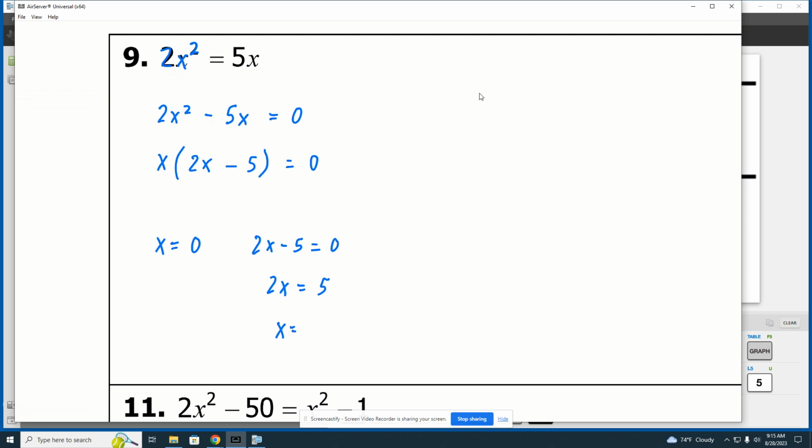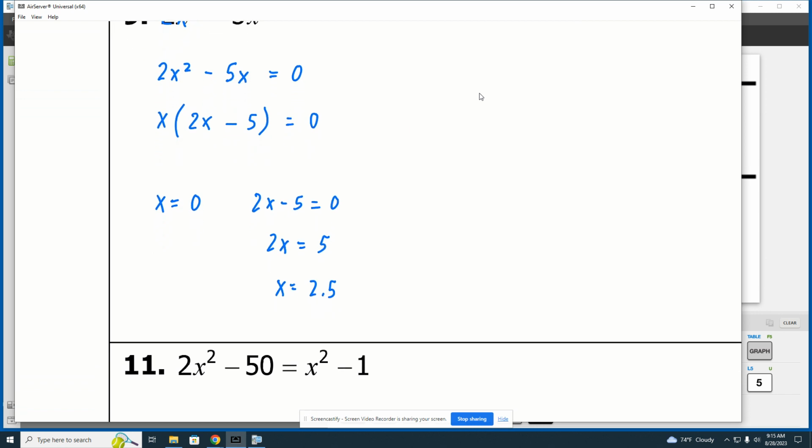Would 5 over 2 as an x-intercept make sense to you guys? But what does make sense? 2.5. I can picture 2.5. I can't picture 5 over 2 as well. Some of us can, but some of us can't. Decimals though, you can picture 2.5. So change it if you like, or don't. Either way, it's right.